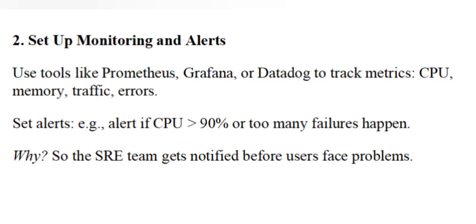The next activity could be setting up monitoring and alerts. Tools like Prometheus, Grafana, or Datadog are used to track metrics like CPU, memory, traffic, or errors, and alerts are also set up. For example, for too many failures or for CPU usage greater than 90%, all these alerts are set. Why is this required? So the SRE team gets notified before the users face any kind of problem.